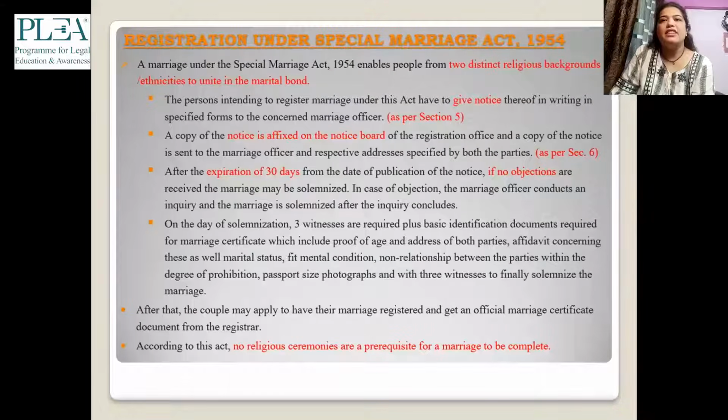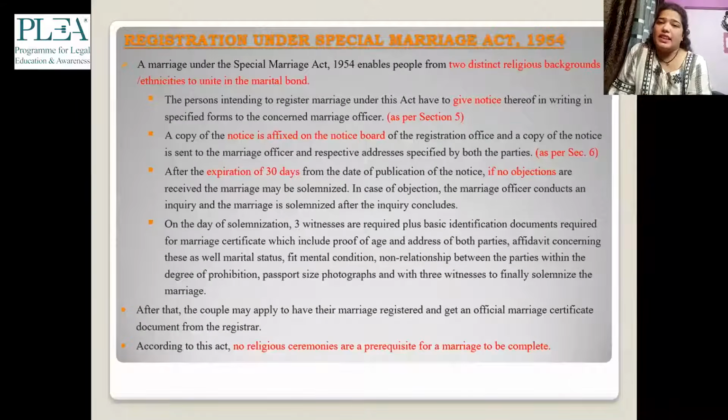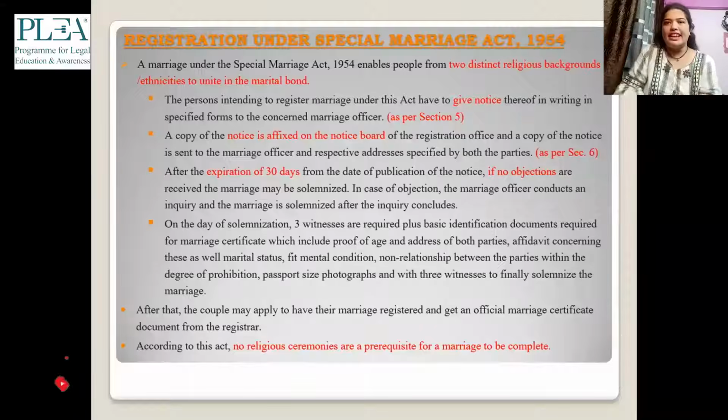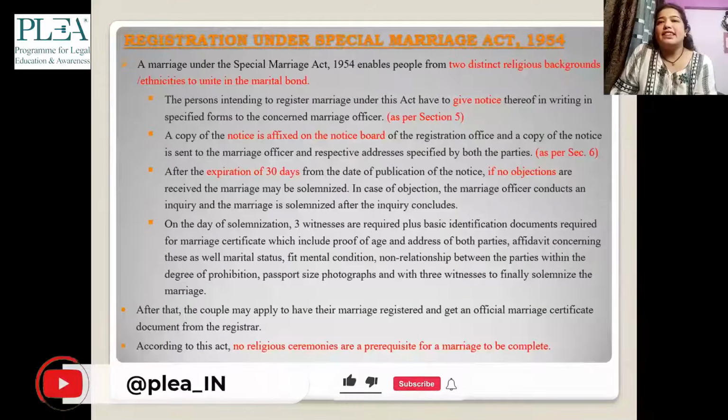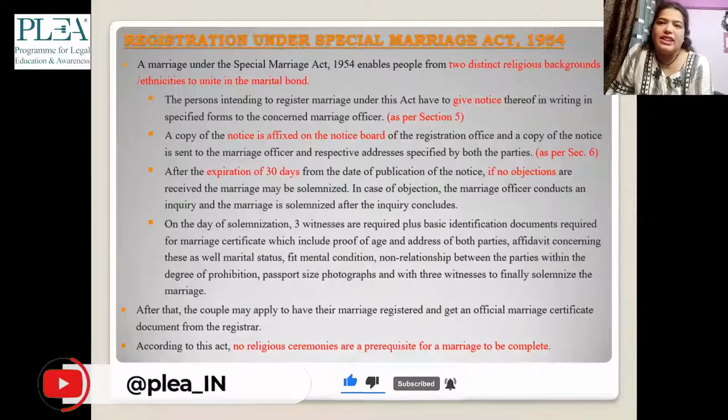So on the day of solemnization, 3 witnesses plus basic identification documents are required for the marriage certificate, which include the proof of age: the boy should be 21 and the girl should be 18 minimum. Only in that case can the marriage be registered. That is the legal age of marriage for girls and boys respectively. And the address of both the parties. If there is no permanent address, they have to give a rent document, rent agreement or whatever.